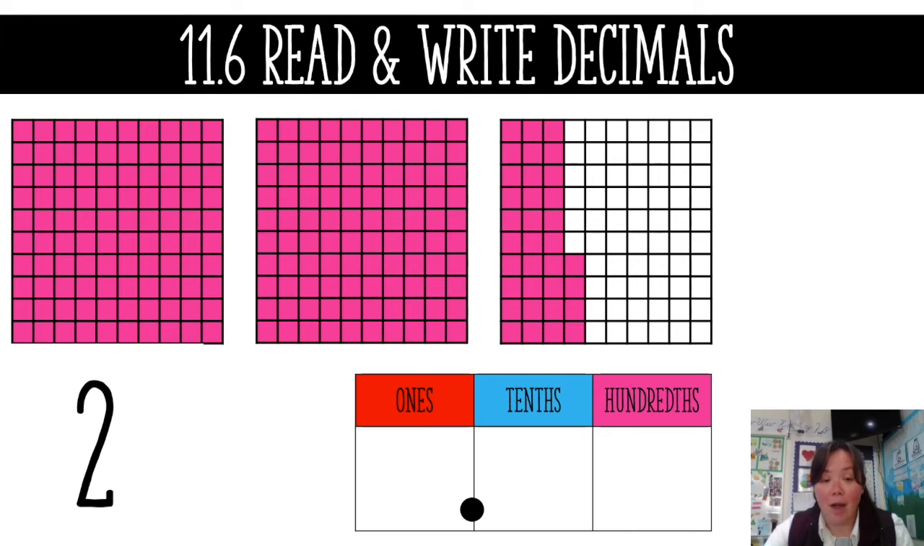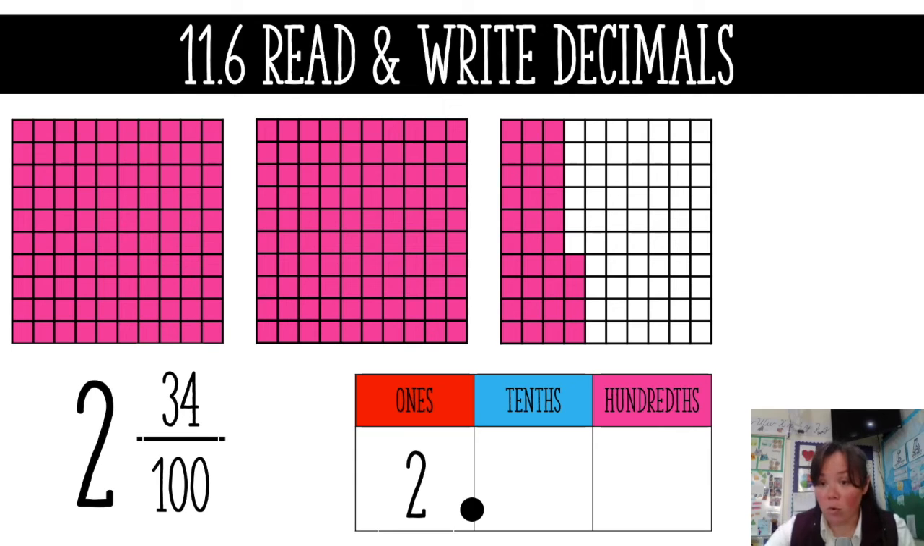So my fraction should be 2 wholes, and then we know it's out of 100 because we've separated into 100 little squares, and it should be 34 hundredths. 2 and 34 hundredths. When we use our place value chart or our decimals, it's even easier. 2 is in the wholes. We have 2 whole ones, and 34 hundredths. 2.34 is how we would write it in decimal form.